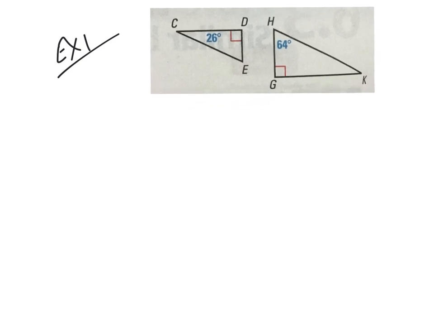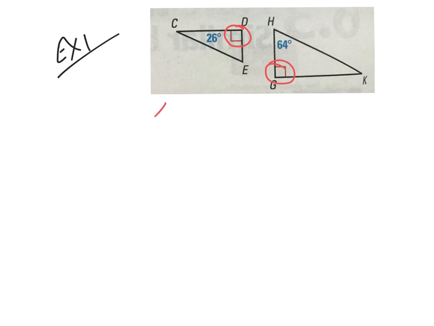All right, in example 1, you have two triangles and you're to determine whether the triangles are similar. And if they are, you write a similarity statement and tell me why. Usually when you say why, you just tell me the name of the postulate you're using to prove it. So let's look at these angles. We know that we have two angles that are definitely congruent, right? They're both right angles. So we need to decide if any of the other angles are congruent.